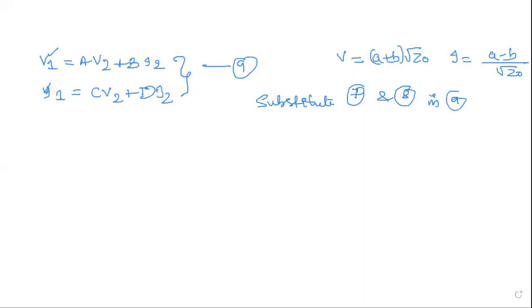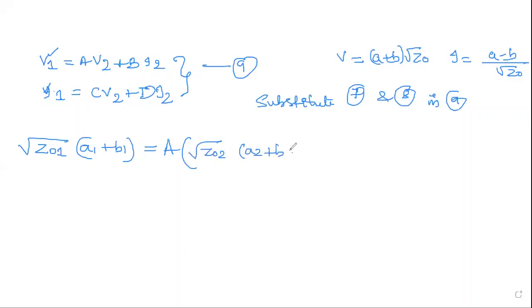So if you substitute that equation, your equation will become V1 should be written in terms of first port. Z01 is into a1 plus b1. This is for V1, which is equal to A into, again, you have to write in terms of port 2. So it is Z02 into a2 plus b2. Similarly, plus B, I2 you have to write for this. So it is a2 minus b2 divided by square root of Z02. I hope you understood this.